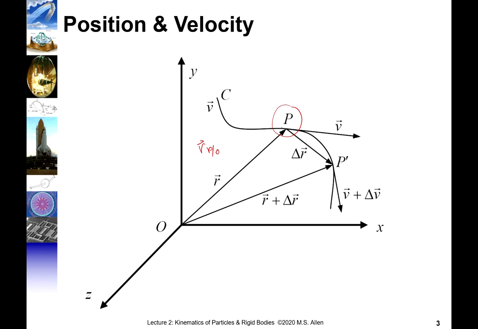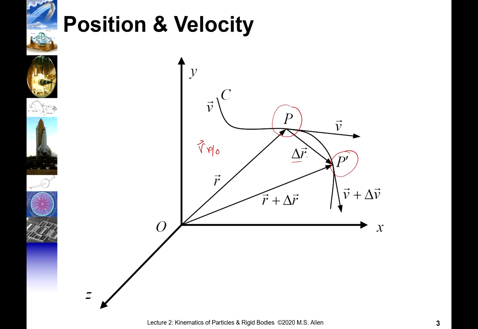And let's say point P is moving along this path, so sometime later it might end up over here at P prime. So we can use the rules of vectors to say that if our initial position vector is r, sometime later that's r plus delta r, and so delta r is the change in that position vector.